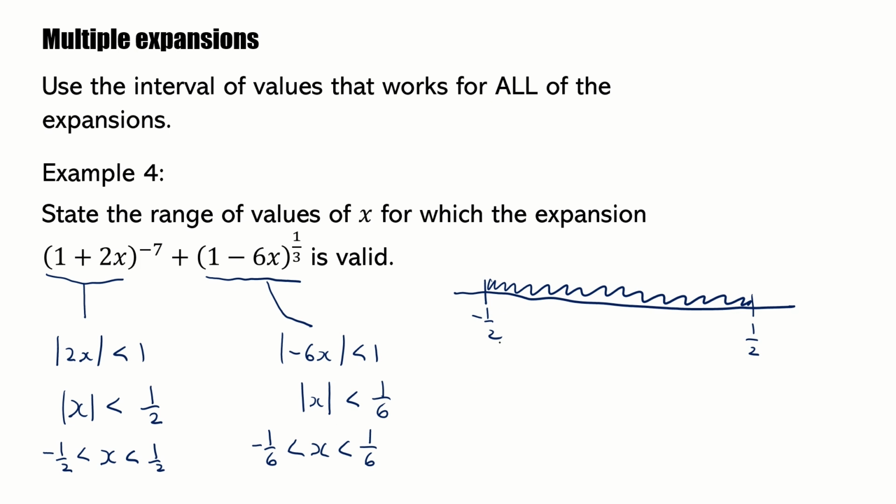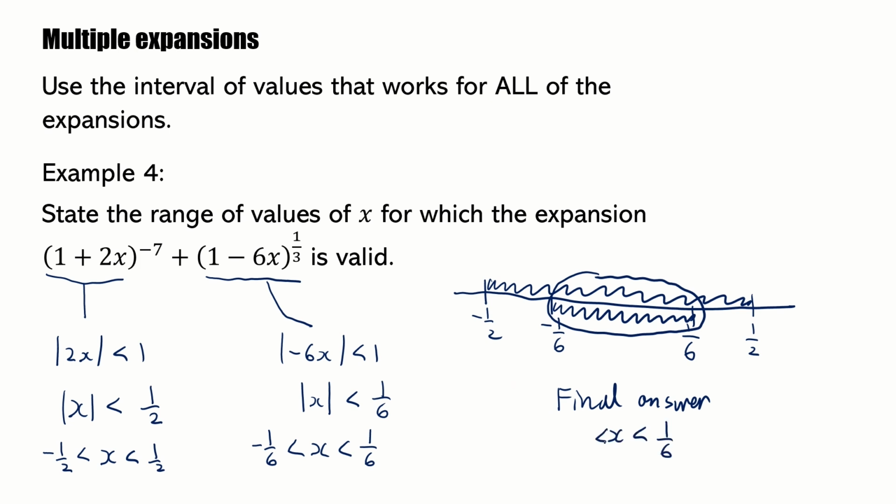But then the second expansion is only valid between minus 1/6, which is a bigger number than minus a half, up until 1/6, which is a smaller number than positive a half. And therefore that expansion is only valid between here and here. So therefore the only part that's valid for both expansions is this bit in the middle here. That's the only part that works for both expansions individually and therefore the expression as a whole. So therefore actually the final answer to this question is just that x is between 1/6 and minus 1/6.